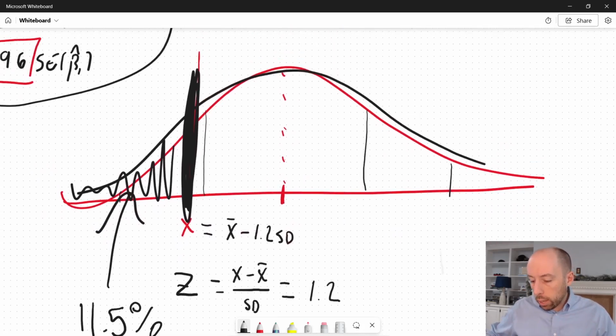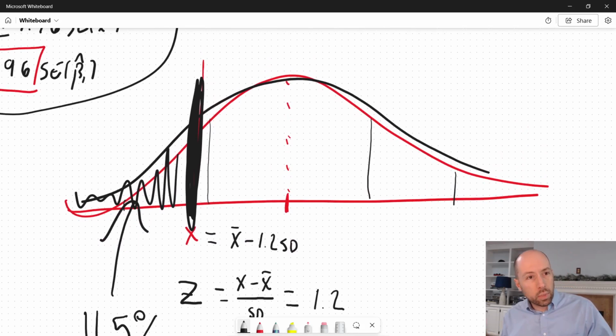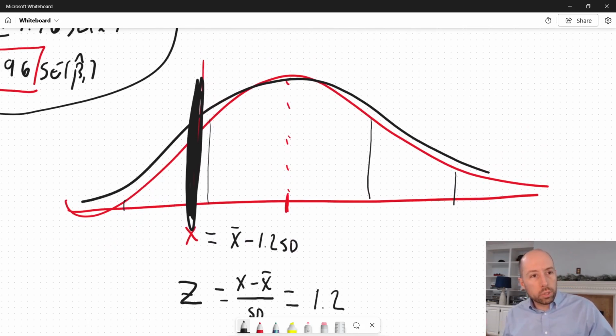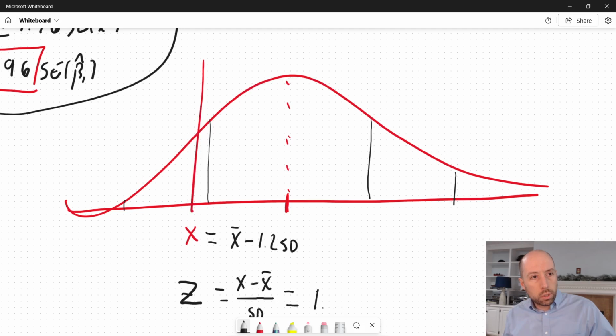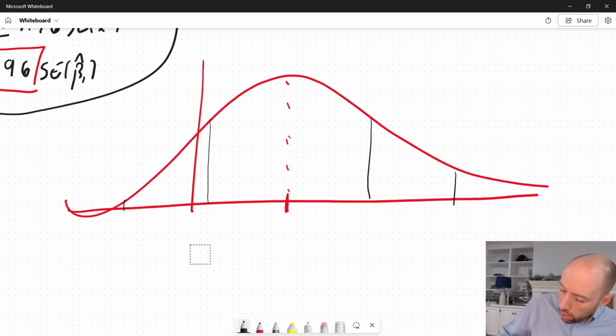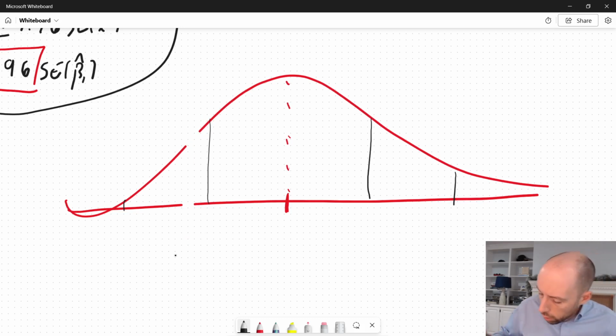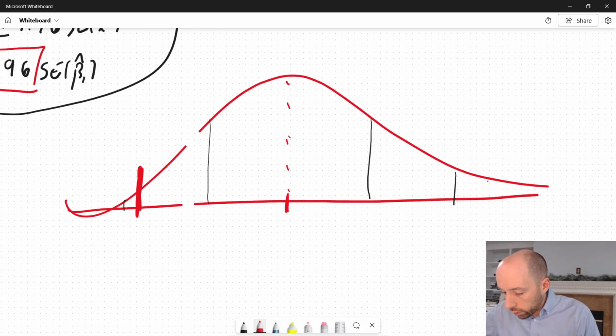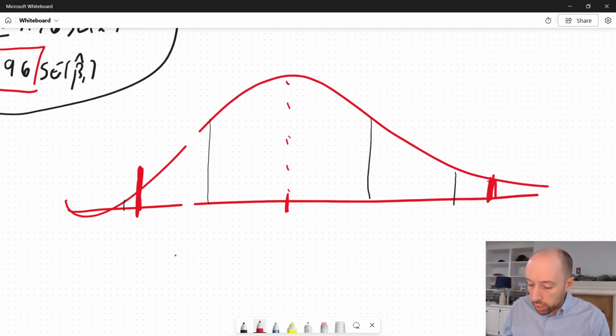Well, I would take a picture like this. I would erase some of these annoying numbers. And I would say, I actually don't want that x or that z. We're going to need that to go away. I want to find the point over here for 99% confidence where 0.5% is on the left, and the point over here where 0.5% is on the right.